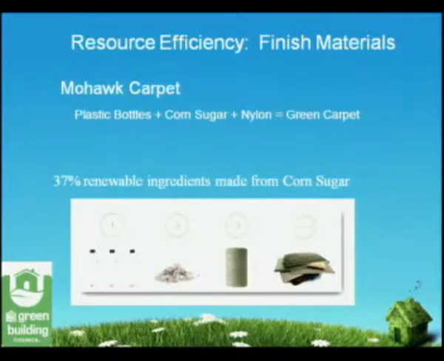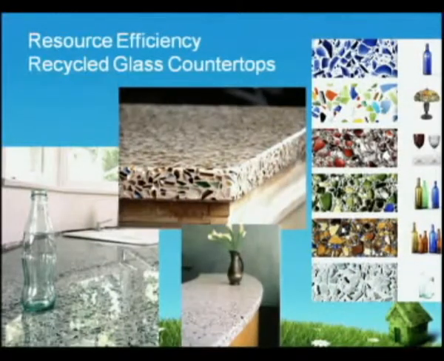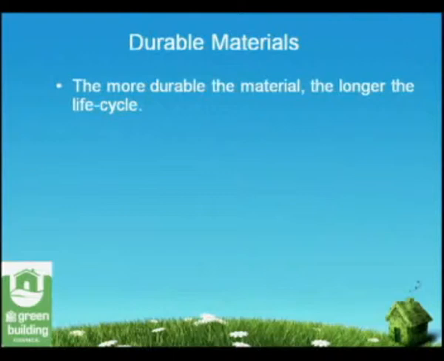Resource efficiency, finished materials. We're seeing a lot more recycled components being put into finished materials. Mohawk makes a carpet where basically 37% of the carpet's ingredients are renewable, actually made from corn sugar. Recycled glass countertops, very beautiful products that can be made with recycled glass. We're seeing a lot more of this come into play. Great color usage.